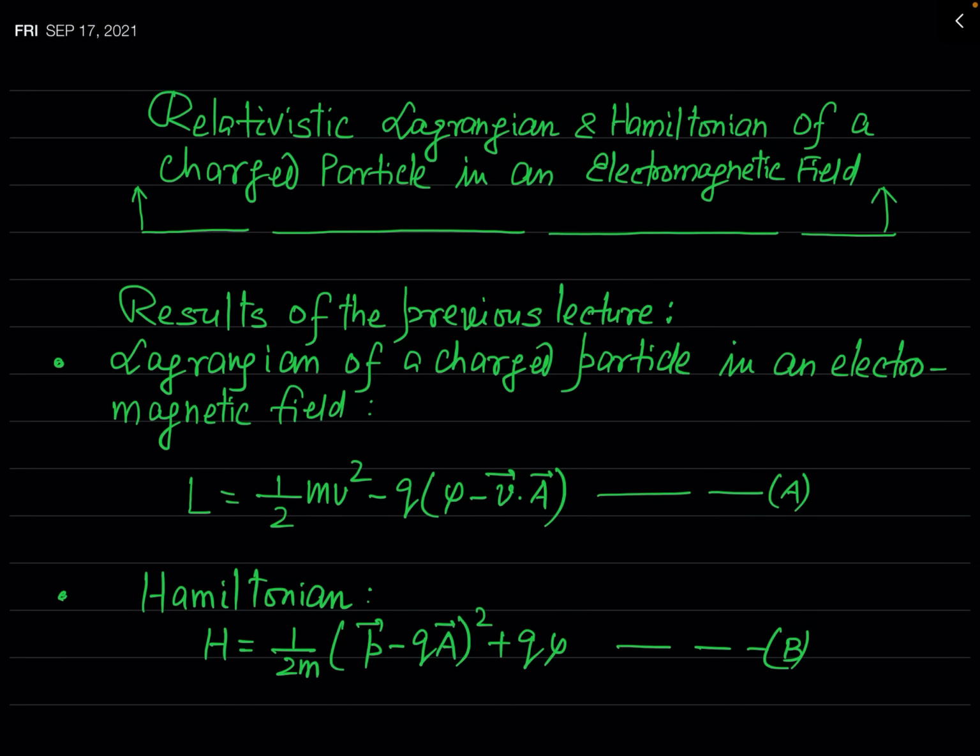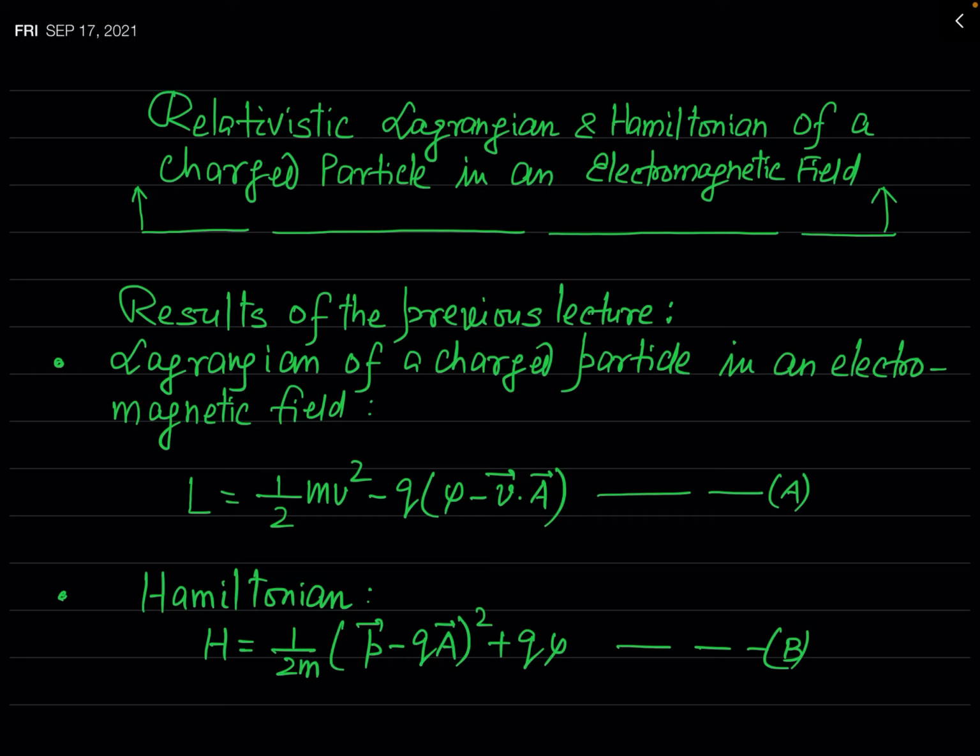In the previous lecture, we discussed how to find the expression for the Lagrangian and Hamiltonian of a charged particle in an electromagnetic field, but when the motion of the particle was non-relativistic, that is, the particle was moving in the electromagnetic field with a speed much smaller than the speed of light. So in that case, we do not take into account the mass variation of the particle.